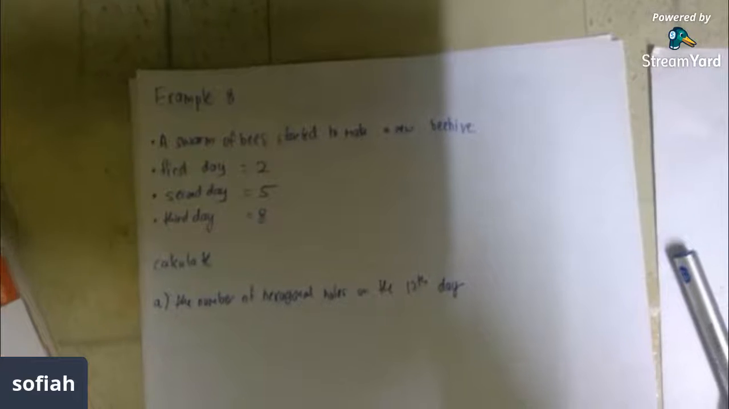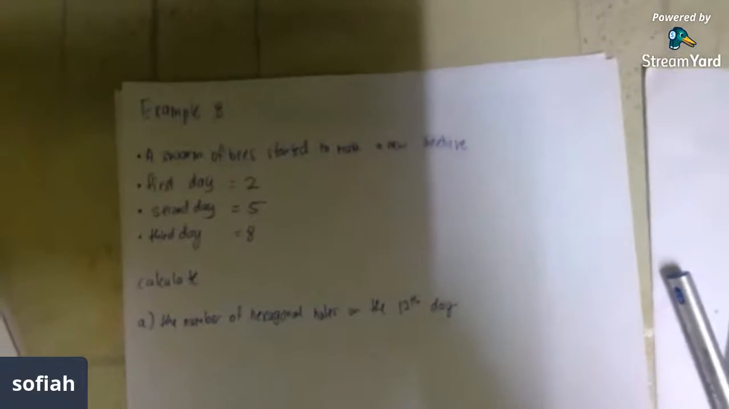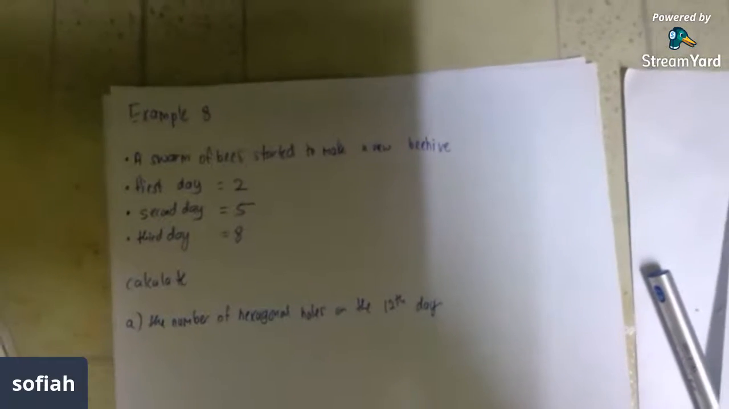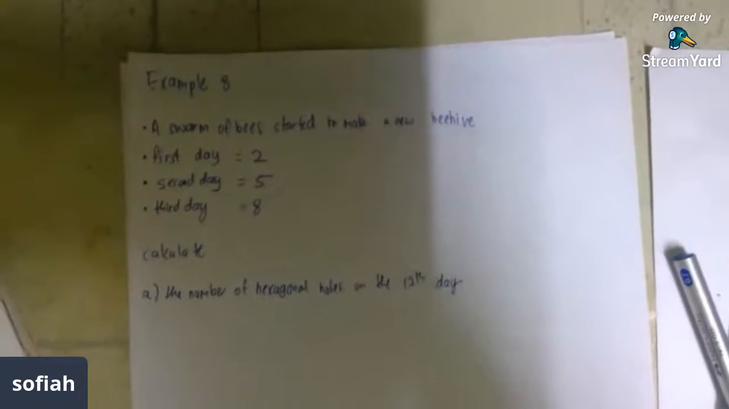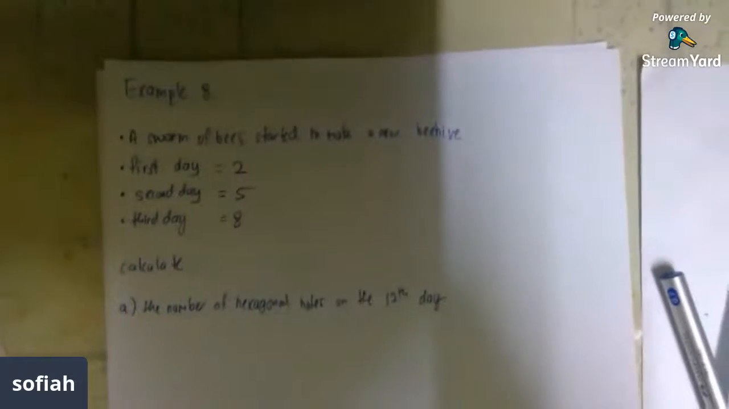Okay, next we will move on to example 8. I will read the question first. A swarm of bees started to make a new beehive. 2 hexagonal holes were made on the first day, 5 hexagonal holes were made on the second day, and 8 hexagonal holes were made on the third day, and followed on until the beehive is ready. Question A, calculate the number of hexagonal holes on the 12th day.